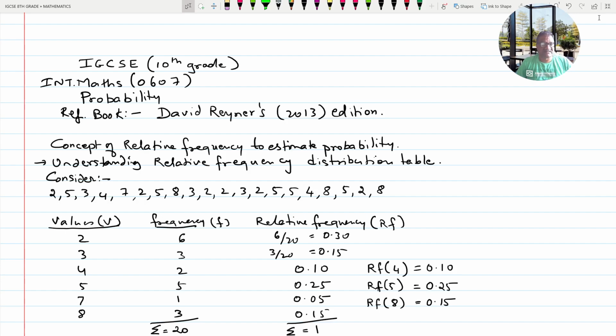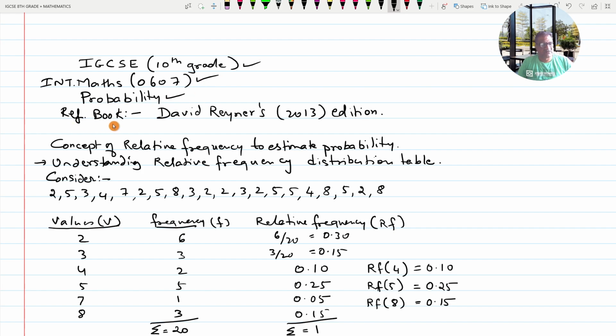In today's session, we are going to talk about the IGCSE curriculum, 10th grade, and we are going to deal with the subject International Mathematics, whose code is 0607. And the topic that we are going to start discussing is probability.